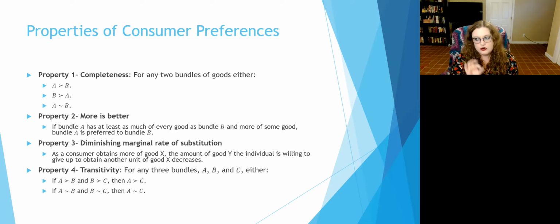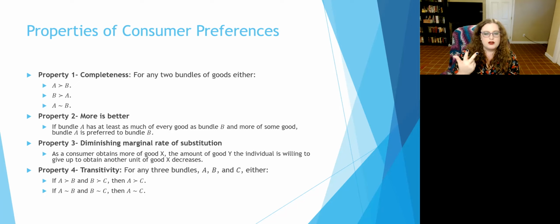So for our consumer preferences, we need to have a few things. We need to understand our preference between any two goods, if we like one more than the other, or if we are indifferent. We think that more is better. We always like more of something, but we also have to think about what we're giving up of another thing, right? We think about the bundle of goods.